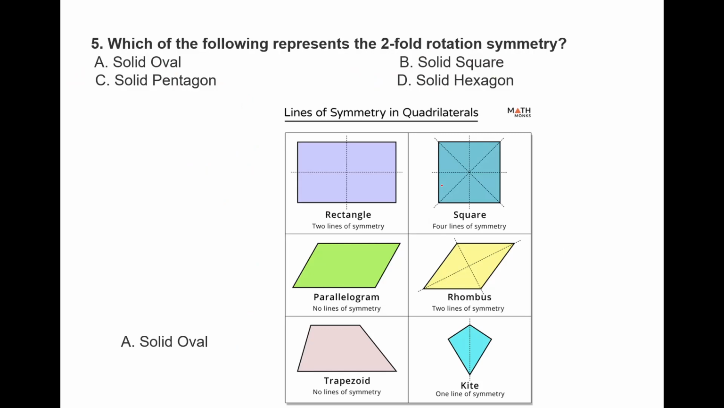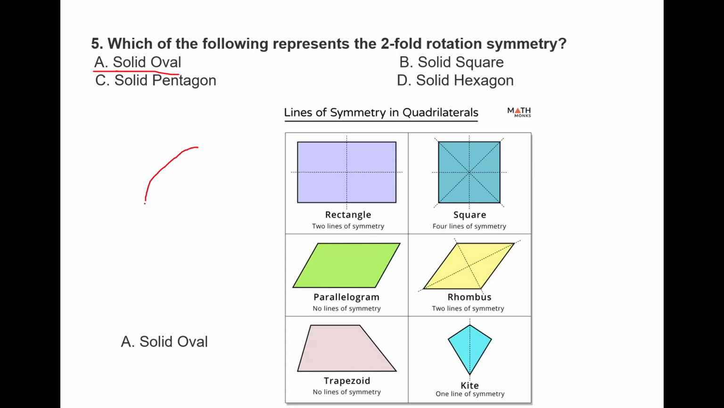Right. Then, which of the following represents the two-fold rotation symmetry? Now, all the options given: the solid square, if you see, is not two-fold, it has a four-fold rotation symmetry. The solid hexagon will have six-fold. The solid pentagon will have five-fold symmetry. Hexagon again six-fold symmetry. Okay, this is only the solid oval.